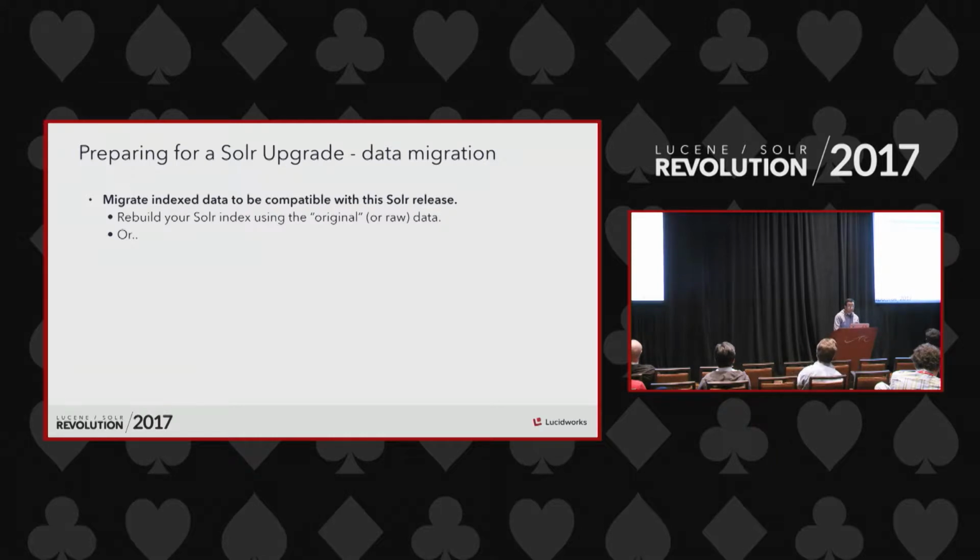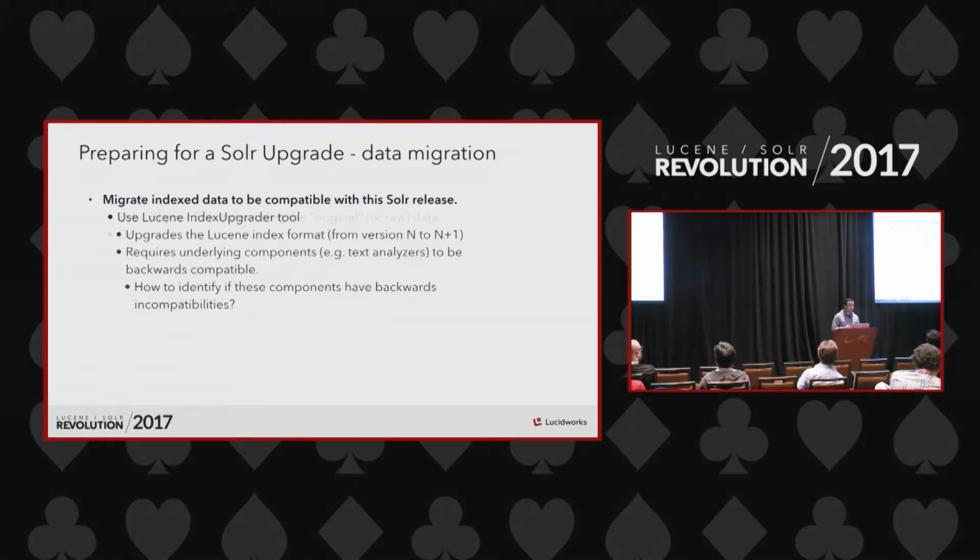But if somehow you cannot do that, then the second option you have is something called the Lucene Index Upgrader Tool. So this is a command line tool that is provided as part of the Lucene distribution, and it essentially upgrades the Lucene index format. So there are two different things. One is the Lucene index format, which will be upgraded by this tool. But the second thing is, for example, text analyzers.